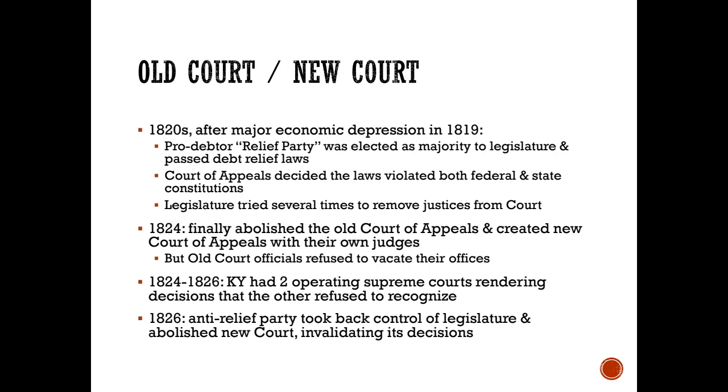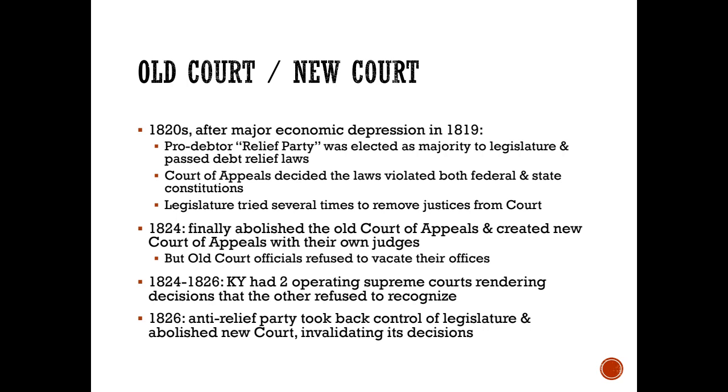The Court of Appeals decided that the laws violated both the federal and the state constitutions. And so the legislature kept trying to remove the justices from the Court of Appeals because they didn't like what they decided. And finally, in 1824, they completely abolished the Court of Appeals at the time, and they created a brand new Court of Appeals with judges that agreed with them. The problem is that the old Court of Appeals officials decided that they weren't going to leave their offices. So they just continued to hold court.